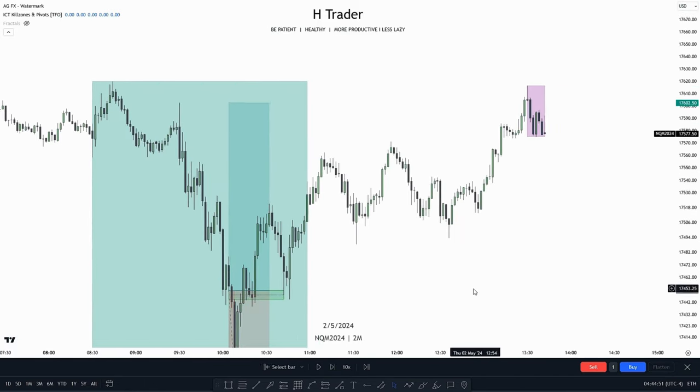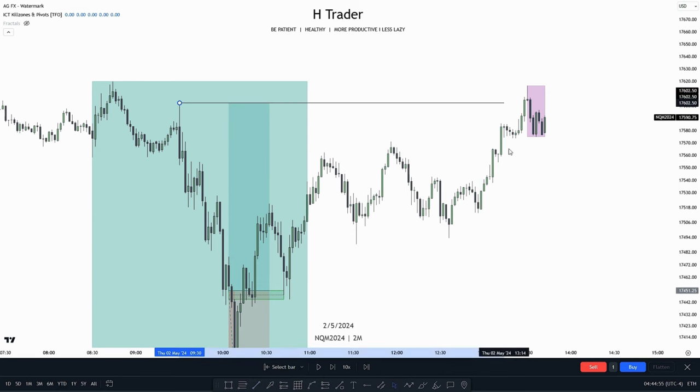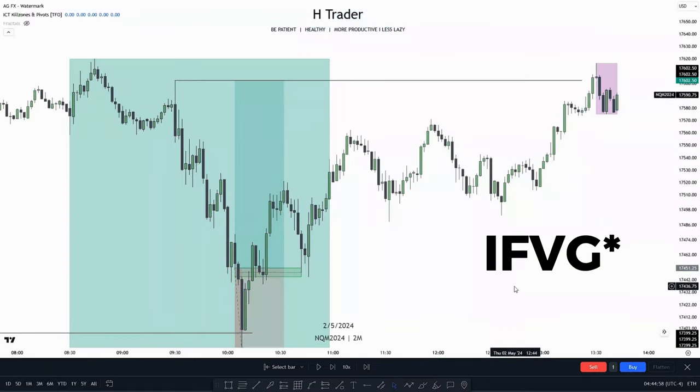And we can indeed see that price runs this high after making a retracement into this low again. So that's how we can use a higher time frame sweep on liquidity to our advantage on the lower time frame to then frame a trade entry.